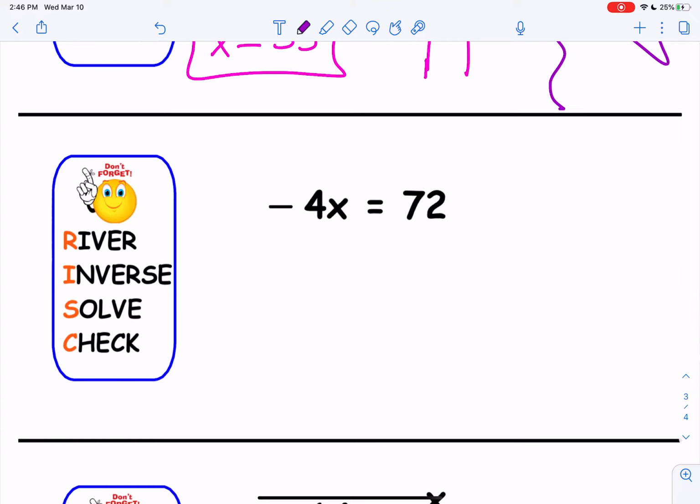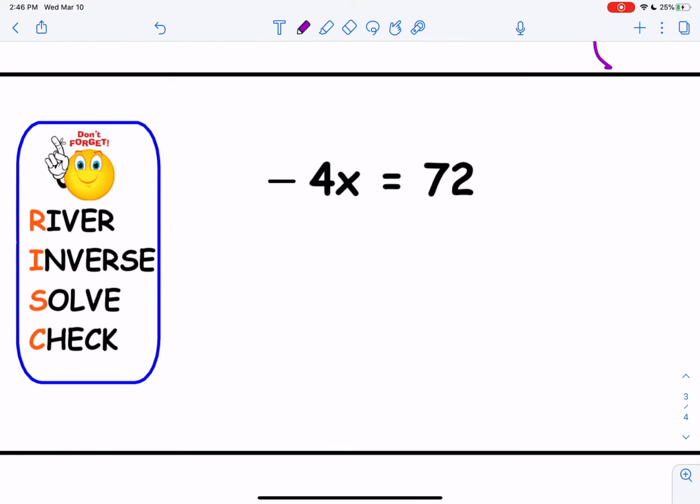Now we have this one. This is negative 4x equals 72. Now, negative 4x means we have negative x 4 times. So that means this is actually multiplication. So anytime you see a number next to a variable, it stands for multiplication.